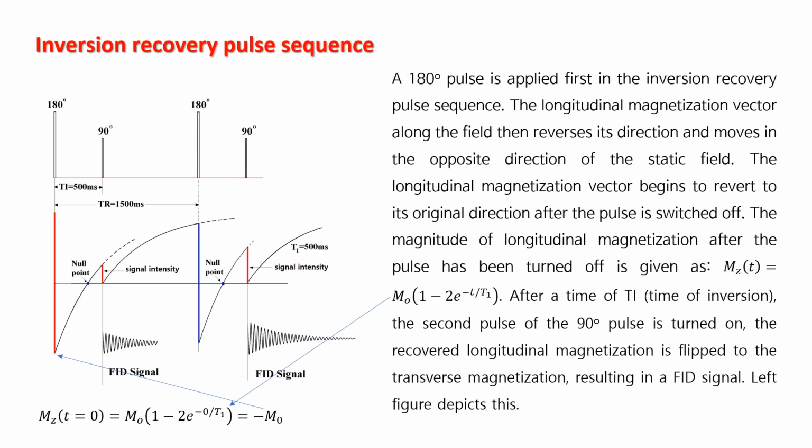Now let's see the inversion recovery pulse sequence. The inversion recovery pulse sequence consists of a 180-degree pulse and a 90-degree pulse.